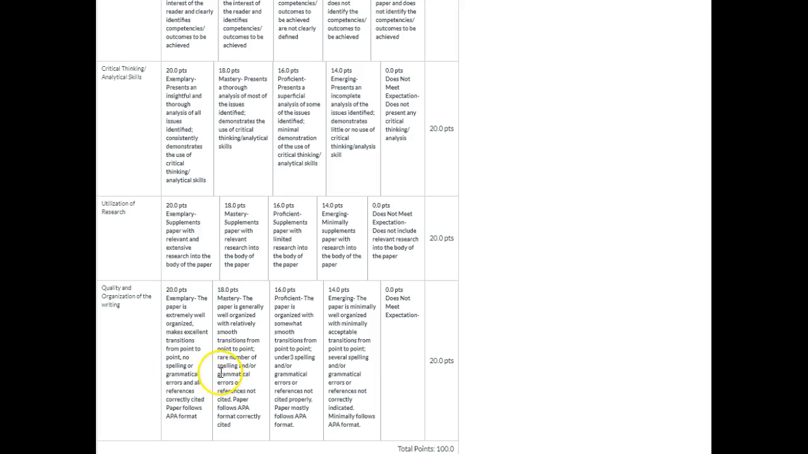Double check for spelling and grammar. Make sure that you proofread. Make sure you're properly citing your references. Remember that for every citation you have to have a reference, and for every reference you have to have a citation. And make sure that you're following APA format for those citations and references.